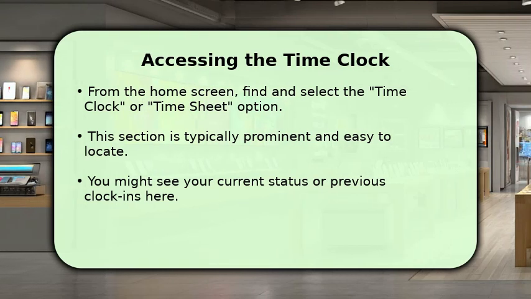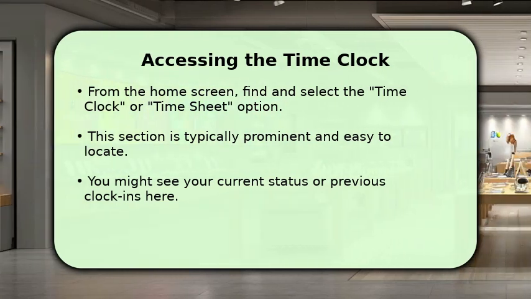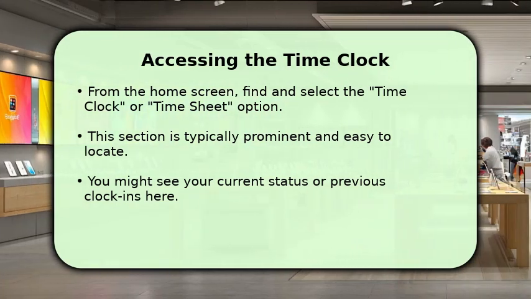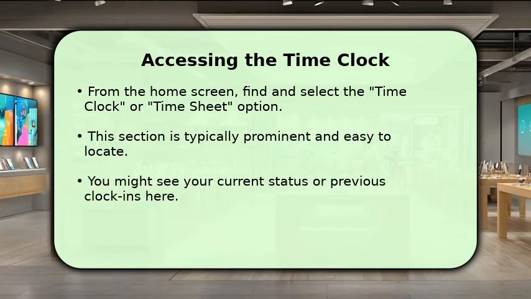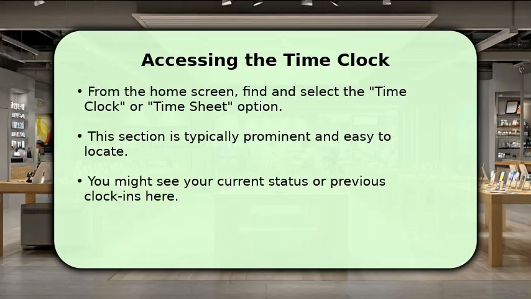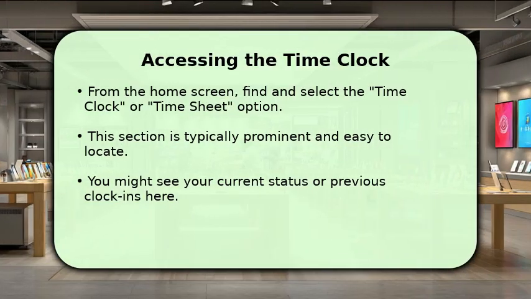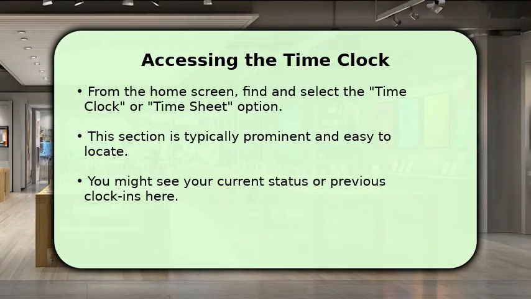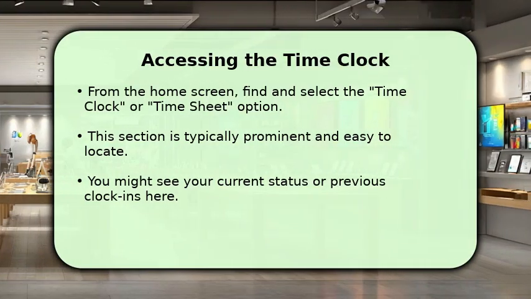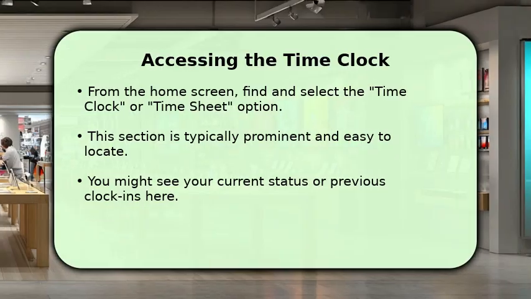Once on the home screen, your next step is to find the time clock or time sheet option. This feature is usually clearly labeled and easy to spot, often appearing as a prominent button or menu item. Tapping this will take you to the dedicated time tracking section, where you can view your current status and prepare to record your work hours for the day.